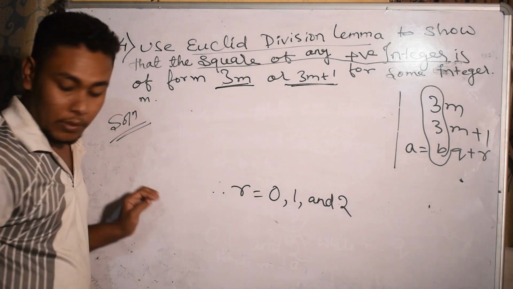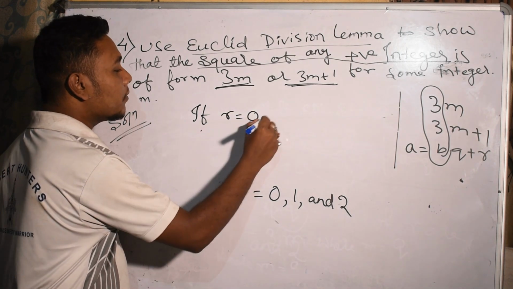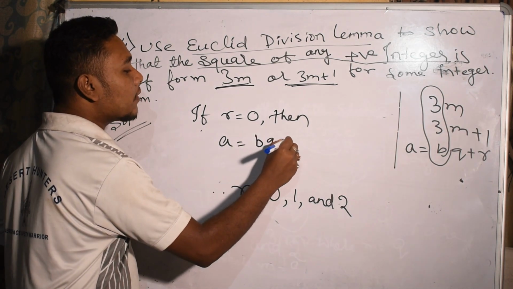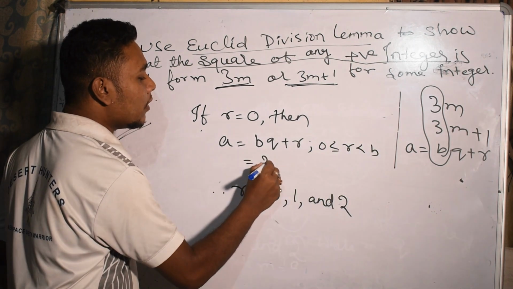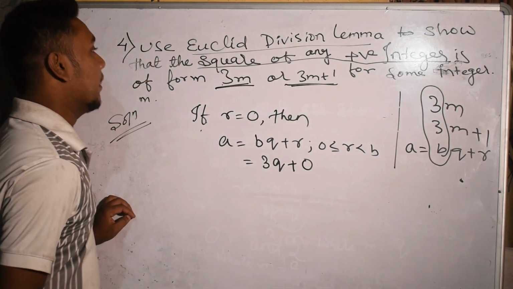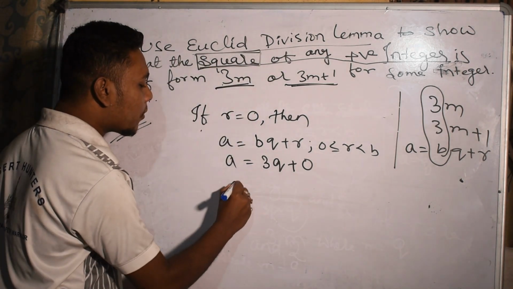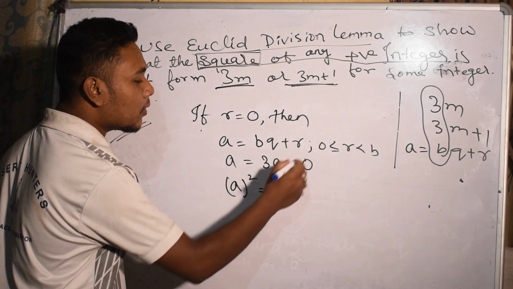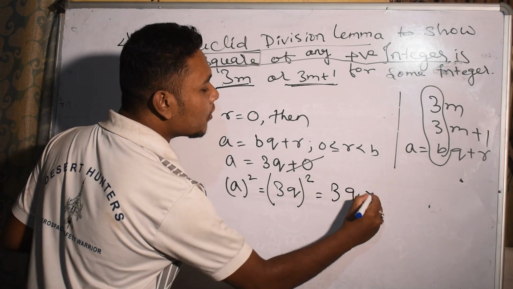After that, if R is equal to 0, then A is equal to BQ plus R, 0 less than or equal to R less than B. So it becomes 3Q plus 0. Now squaring, we have to square the number. That means A square is equal to 3Q plus 0 whole square. The 0 cancels, so 3Q square. It will become 3Q into 3Q.